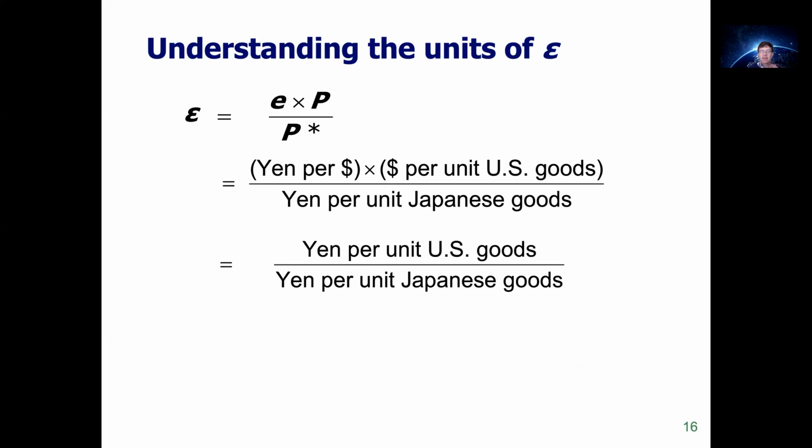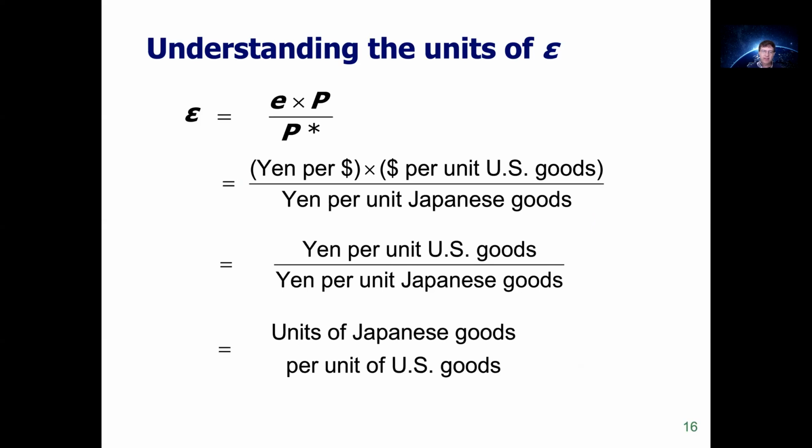Another way to think about it is yen per unit of US goods over yen per unit of Japanese goods. Once you translate dollars into yen, if it costs an awful lot of yen to get the US goods compared to the yen it costs to get the Japanese goods, US goods are looking expensive. Again, yen per unit of US goods divided by yen per unit of Japanese goods tells you how much you could buy of Japanese goods per unit of US goods.